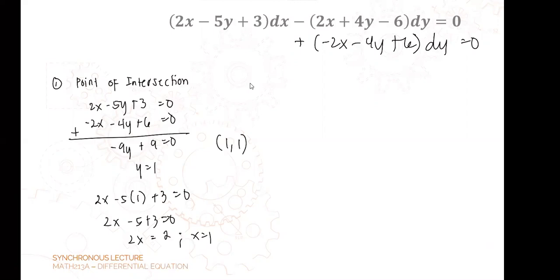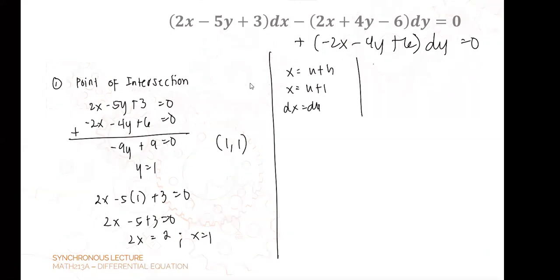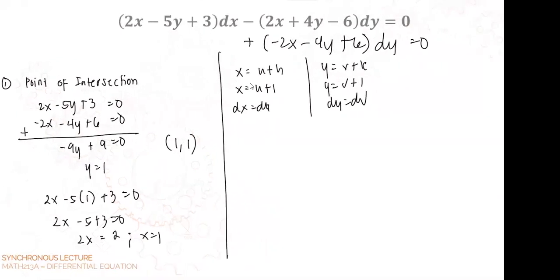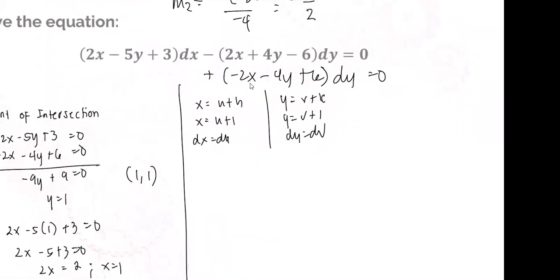Okay? So kung may point of intersection na tayo, so ang x is equals to u plus h. So wala tayong x is equals to u plus 1. Then dx is equals to du. Then y is equals to v plus k, or y is equals to v plus 1, or dy is equals to dv. Then substitute natin dun sa original equation to get yung transformed equation natin.